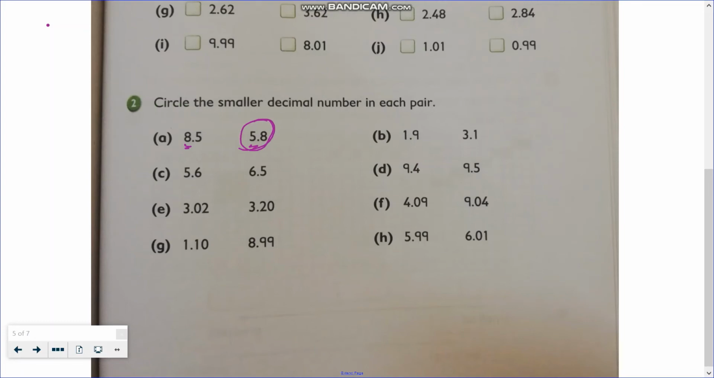Letter B, we have 1.9 and 3.1. Again, look at the whole number part. We have 1 and 3. So 1 is smaller than 3. So our answer is 1.9 or 1 and 9 tenths.